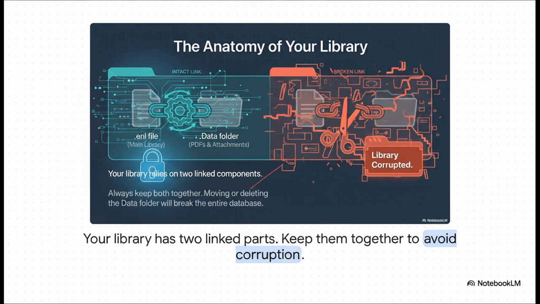You have the main .enl file. Think of that as the library's catalog, the card index. And then you have its buddy, the .data folder, which holds all the actual books, your PDFs. Now these two are joined at the hip. If you move one without the other, that connection breaks and your entire library can get corrupted. They have to always move together.